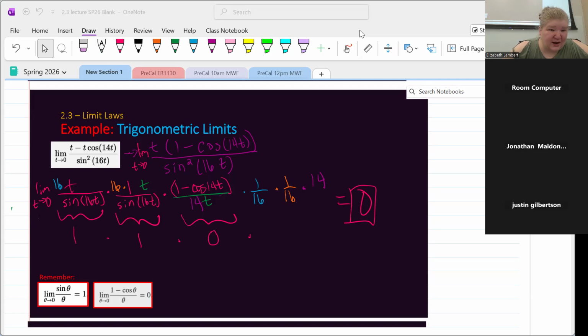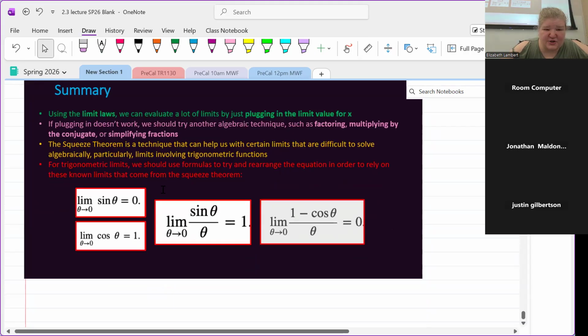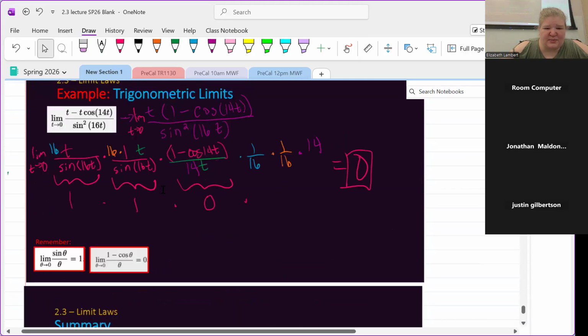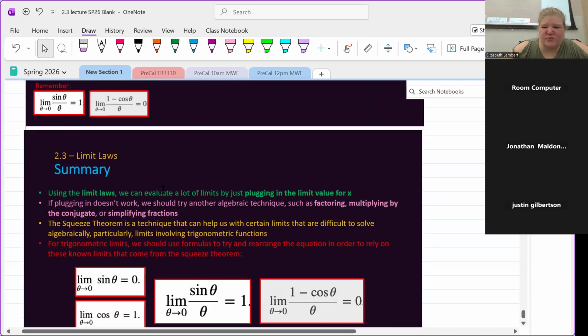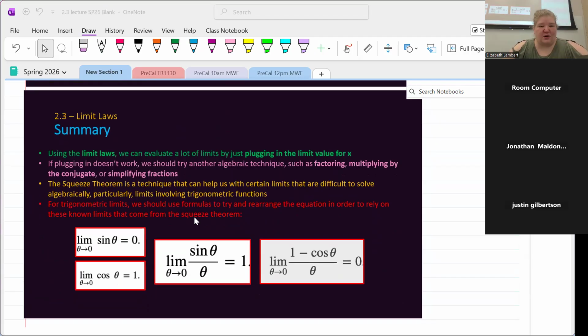Like, we are out of notes. If I scroll down here, it's just a summary: here are the big trig limits, a little bit about the squeeze theorem. So this is the point where those of y'all who have been working ahead or just doing work, are there any questions in the WebWork where you're like, this question is driving me crazy? Please, can we look at it?